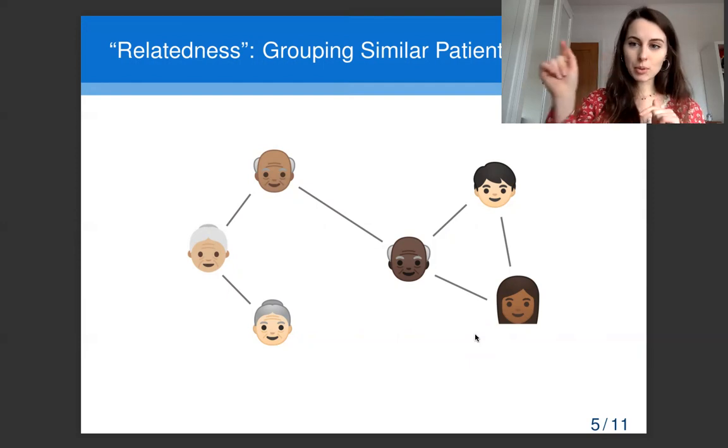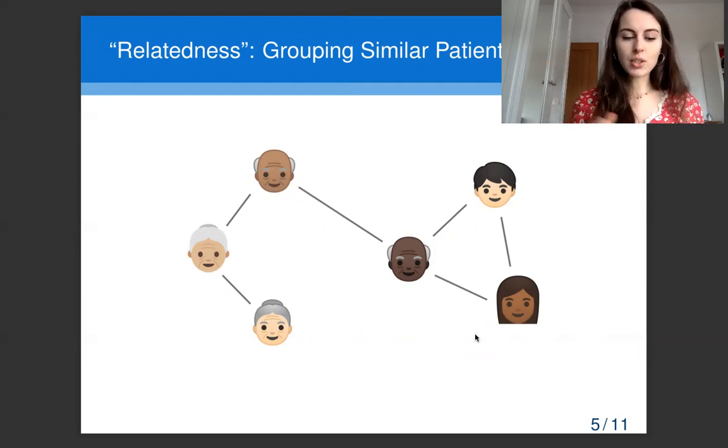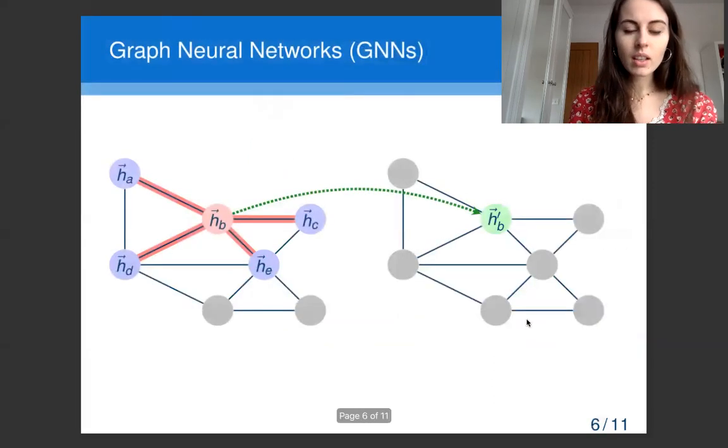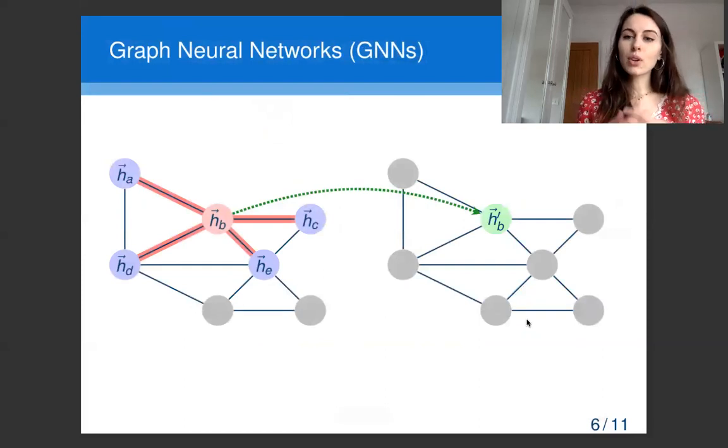Specifically, we draw links between patients that are similar to each other and allow the model to see data from those similar patients as it makes a prediction about the current patient, which allows the model to see that patient in context, as would the clinician. So the architectures that we use are called graph neural networks. They take a graph as their input.